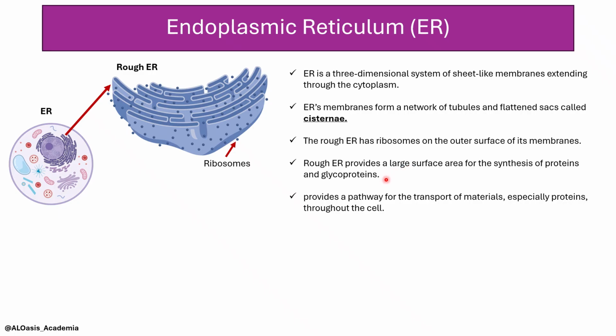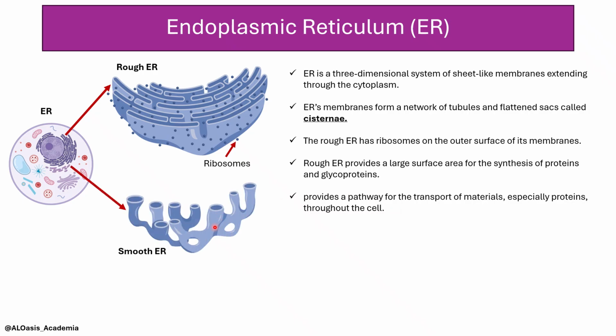So here you need to have the full information written in the exam. The rough ER provides a large surface area for synthesizing proteins and glycoproteins. The second function is that it provides a pathway for the transport of materials like proteins through the cell. So these are the two main functions. They are involved in the production and synthesis of proteins and glycoproteins, and they are also involved in the transportation of proteins through the cell. So when proteins need to be transported from one place to another, they are involved in that process.